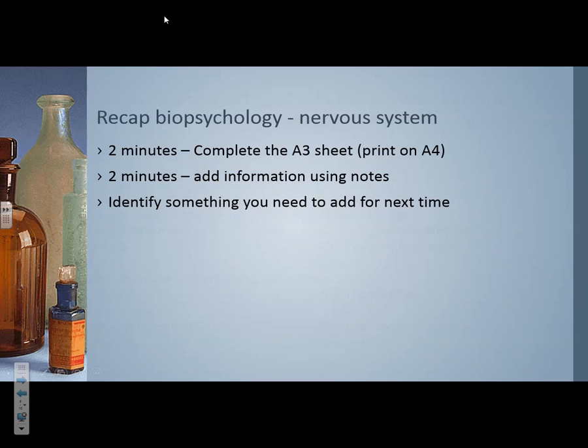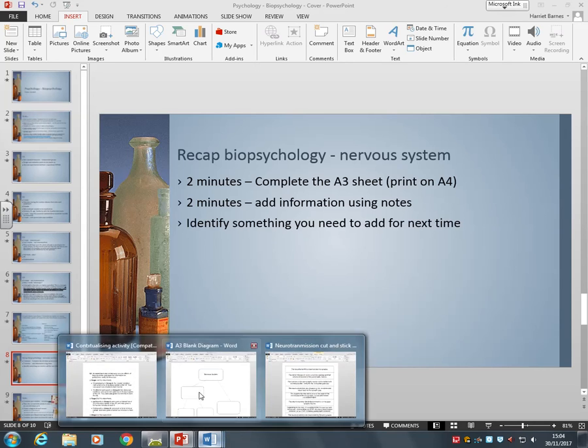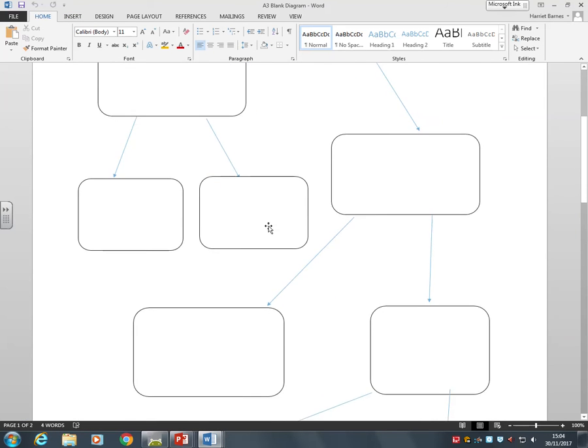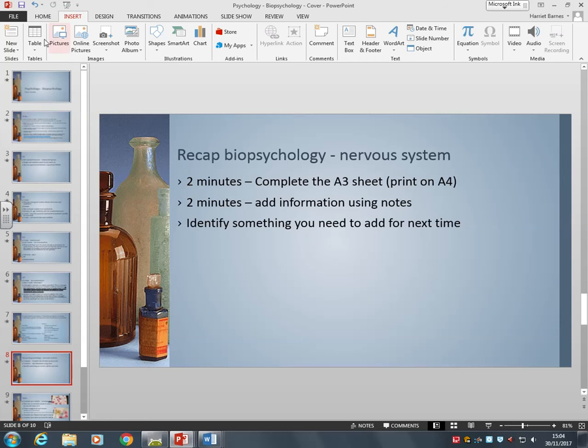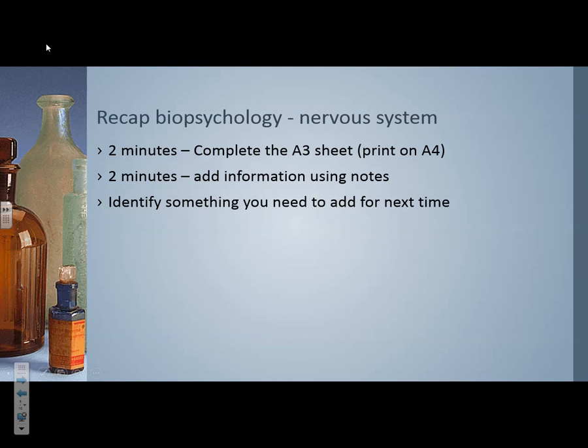Okay, next thing that you are going to do is recap biopsychology. So on your tables there should be this lovely diagram of the nervous system, which you've already seen before. I would like you to complete the A3 sheet, which is printed on A4, so it is only an A4 one. No notes, nothing, and the absolute minimum amount of time I'm going to give you to do that is 2 minutes. For 2 minutes, no matter what else you're going to do, whether you can write something or not, I want you to sit there and include as much as you can.